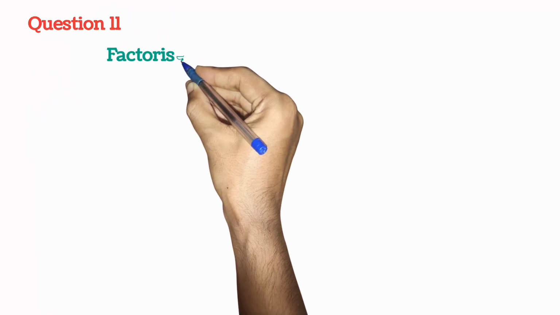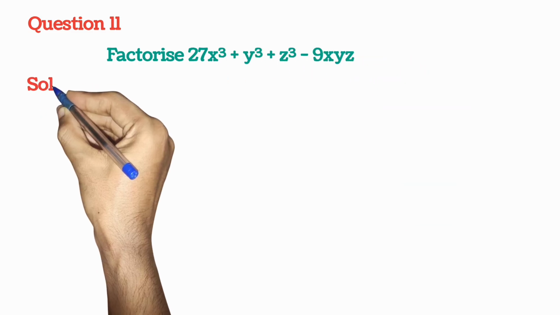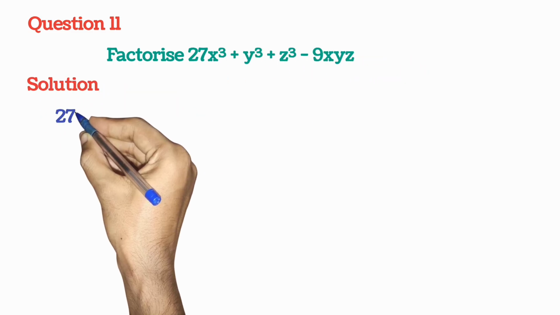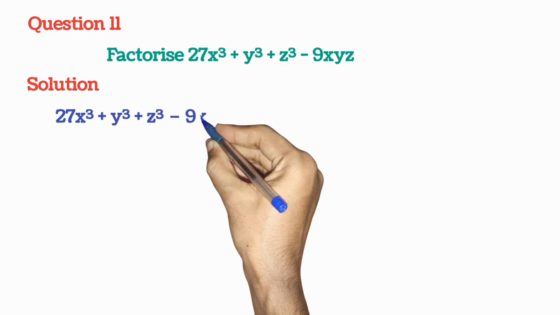Now look at question number 11. Factorize 27x cube plus y cube plus z cube minus 9xyz. Solution for this: 27x cube plus y cube plus z cube minus 9xyz.